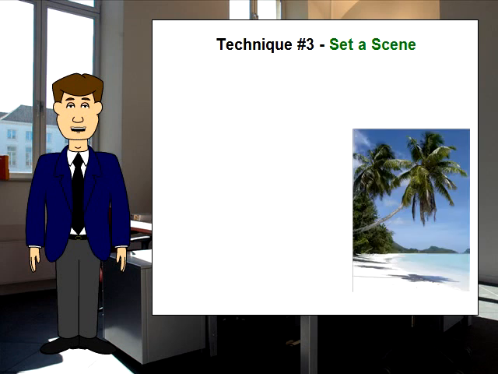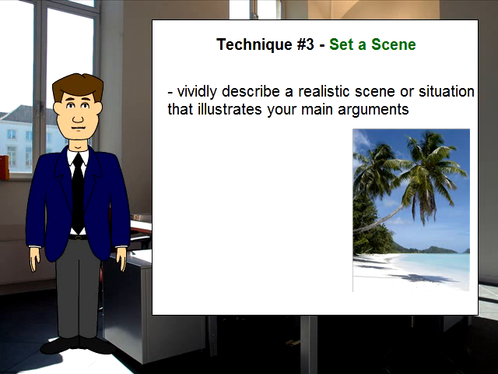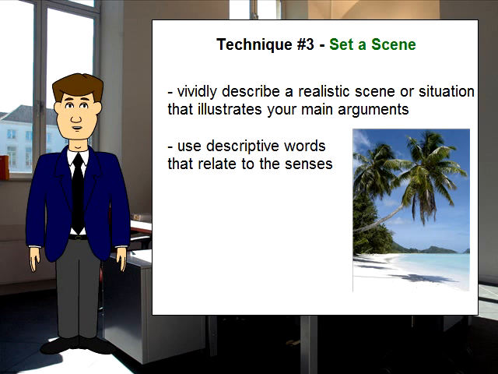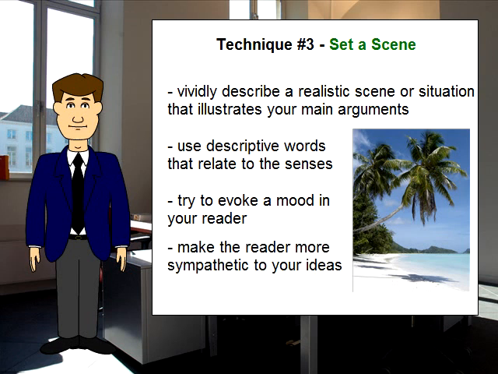Our third technique is called Set a Scene. Your goal for this technique is to describe a realistic scene or situation that illustrates your main arguments. You should use vivid and descriptive words that relate to the 5 senses. Using this technique, you can try to evoke a specific mood that is more sympathetic to your ideas and arguments.